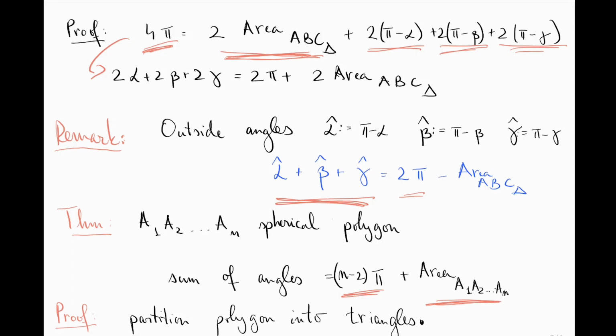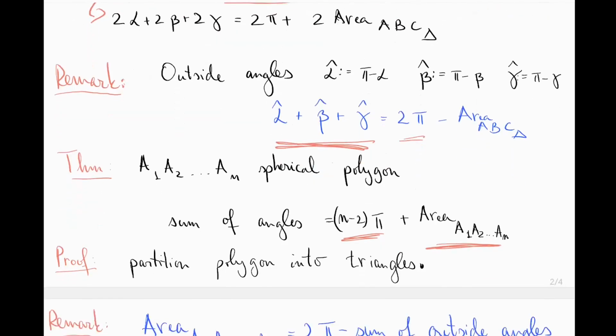Right? And again, how do you prove this? You prove this the way you prove that in case of the plane, right? The sum of the angles is n minus 2 times pi. You partition the polygon into, in this case, spherical triangles. And then you know the formula for each spherical triangle. You add up all the formulas in case of each triangle, and then it will give you this formula here. So I'll leave the details to you. It's quite simple. And again, you also get a formula for the sum of outside angles.